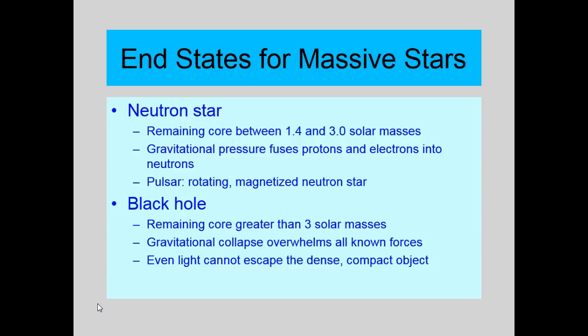Okay, so that's what happens to your very massive stars between 1 and 3 solar masses. But some of these stars, the core that's left over, the remaining core, is greater than 3 solar masses. And somewhere around in there, around 3 solar masses, now the gravitational collapse overwhelms not just electrostatic forces, positive and negative, but all known forces whatsoever. And what you have left, we don't even know.